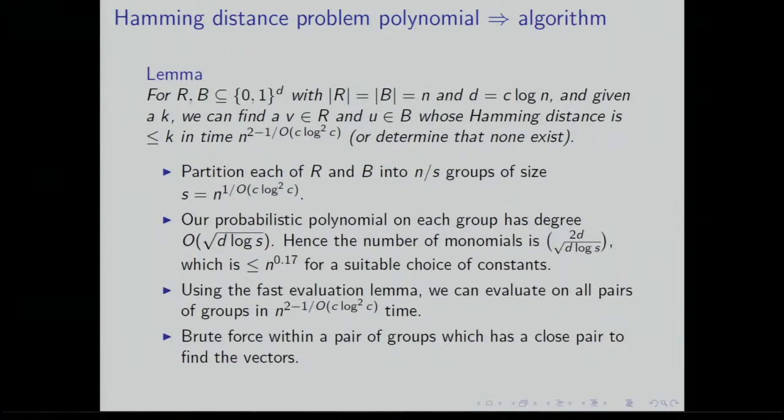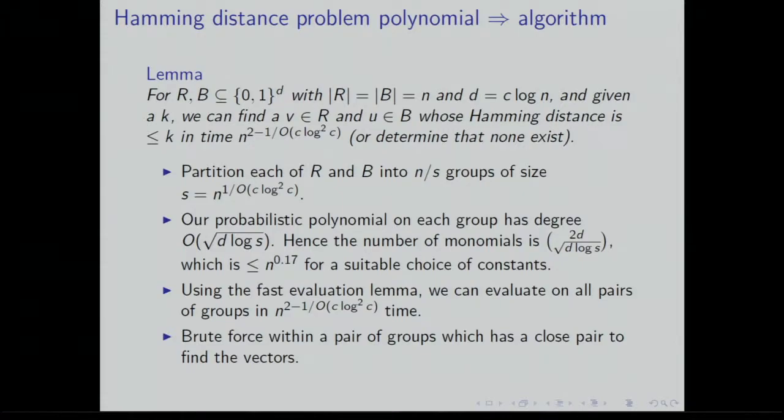This is interesting because this is where the weird c log squared c thing is going to come from. So if R and B are 2 sets of vectors of dimension d, they both have size n, and d is c log n, and finally we're given a value k, then we can find a vector v from R and a vector u from B whose Hamming distance is at most k in time n to the 2 minus 1 over order c log squared c, or determine that none exist. Okay, how do we do this?